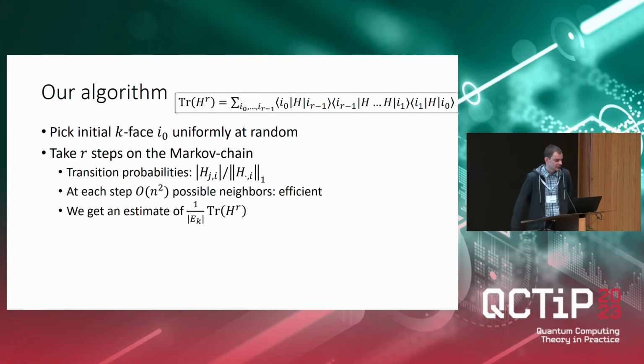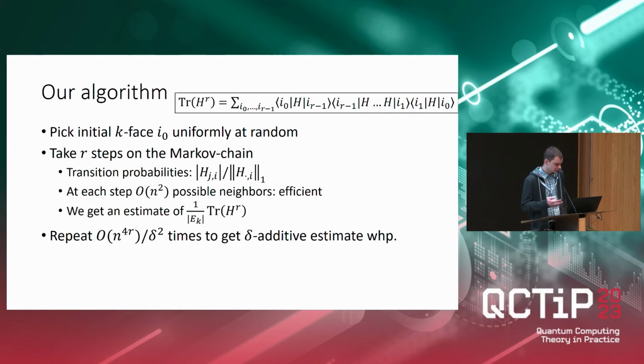So now it's clear what our algorithm is. We pick an initial k face I0 uniformly at random, and then we take R steps on the Markov chain defined by H. So these are the transition probabilities. And this is efficient to calculate because of some properties of the combinatorial Laplacian, because we know that there are at most order n squared possible neighbors. So it's efficient to calculate these probabilities. And so this way we will get an estimate of the normalized trace of the rth power of H, which we know is close to the Betti number.